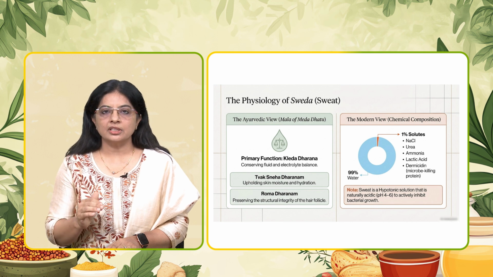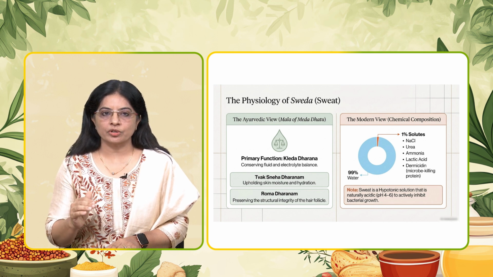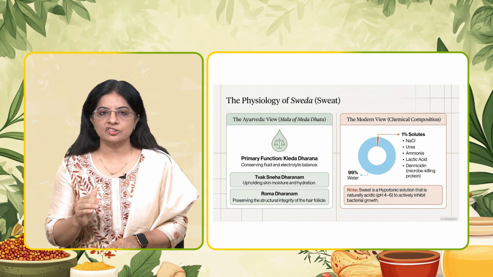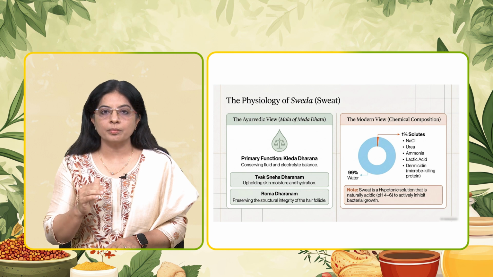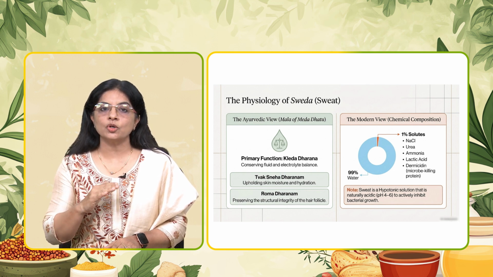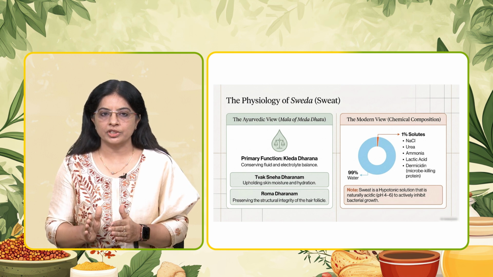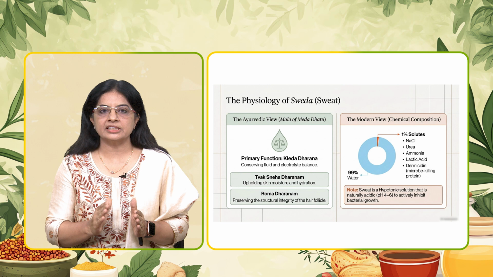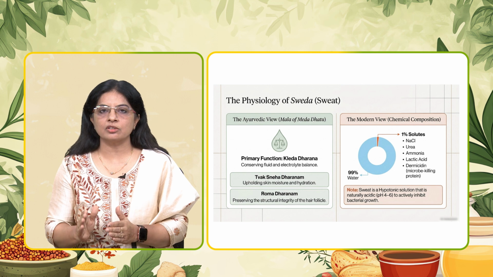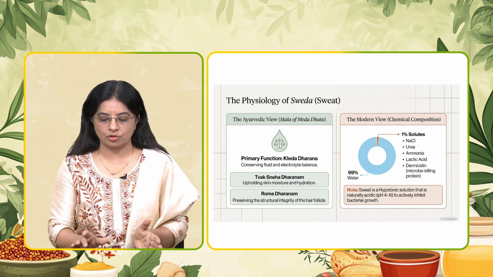While describing the malas, Acharya Charak has quoted that Malaha Swedastu Medasaha. That means Swed is the mala of Meda Dhatu and its main functions are Kled Dharan, Tvak Sneh Dharan and Rom Dharan. That means it maintains the fluid balance in the body, preserves the skin moisture and supports the hair follicles. In modern terms, this corresponds to regulation of body fluid and electrolytes.